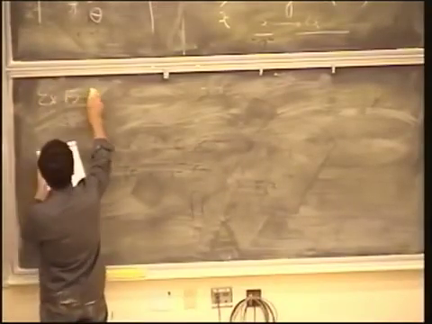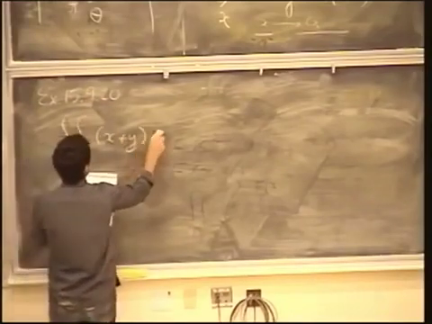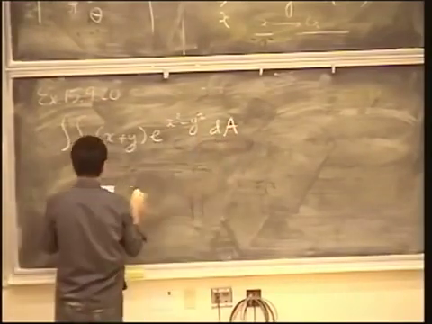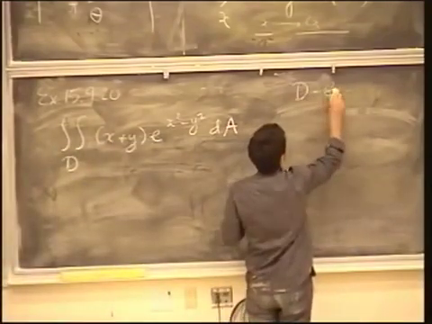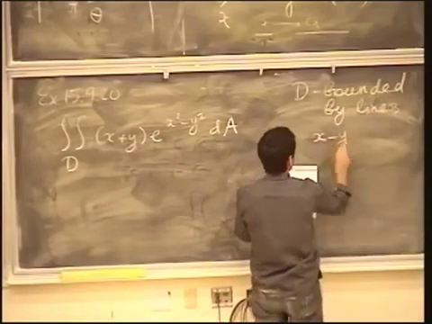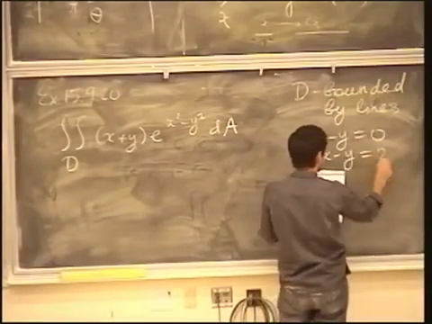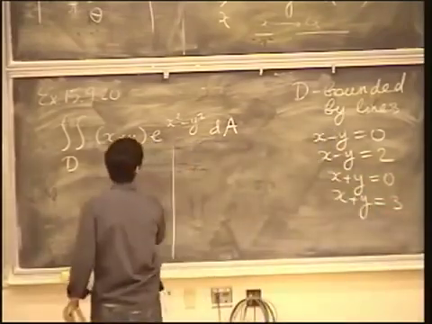So this is 15.9, number 20. And so let's say you need to calculate this integral over some region D, where D is described as follows. D is bounded by lines x minus y equals 0, x minus y equals 2, x plus y equals 0, and x plus y equals 3.